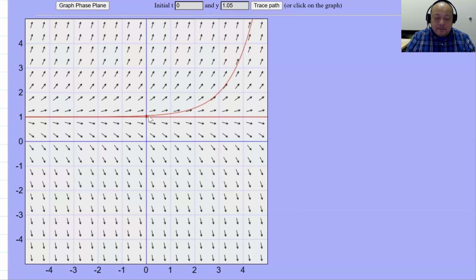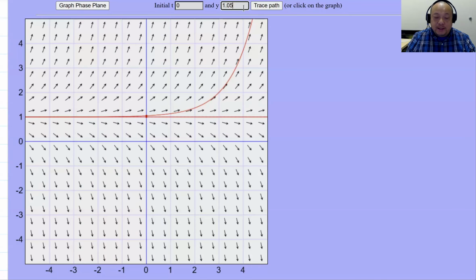And check this out. We thought that the starting point is 1.05. It's a very small error right here. But because the slope grows this way, by the time we need to predict what happens in the future, we're very far off. We're way off.